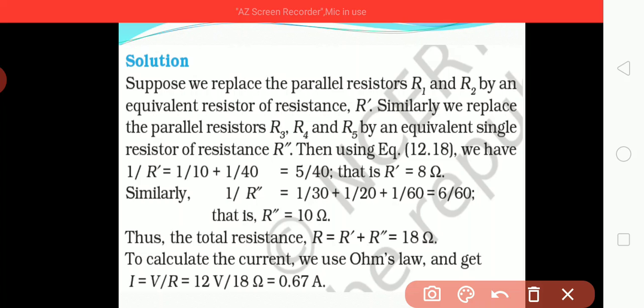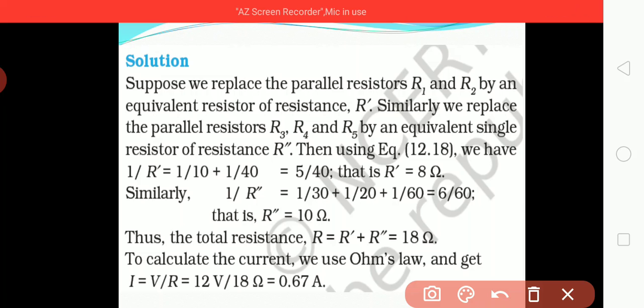In the same way, for R3, R4 and R5, three of them connected in parallel, it will be 1 upon 30, 1 upon 20 and 1 upon 60, because R3 is 30, R4 is 20 and R5 is 60. If we simplify, R double prime, which is our equivalent resistance of R3, R4 and R5, will be 10 ohm. So R prime we get 8 ohm and R double prime we get 10 ohm.